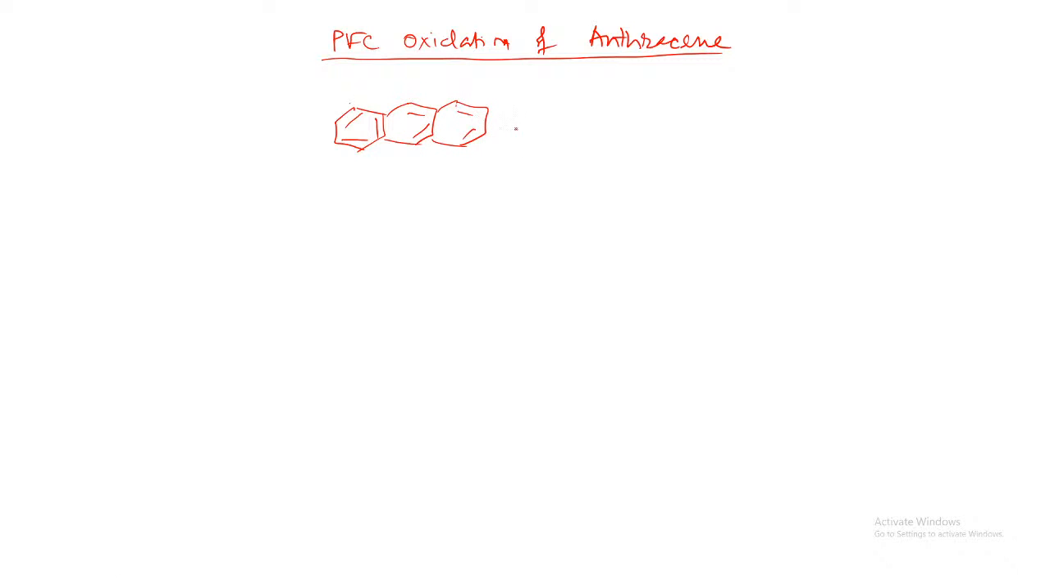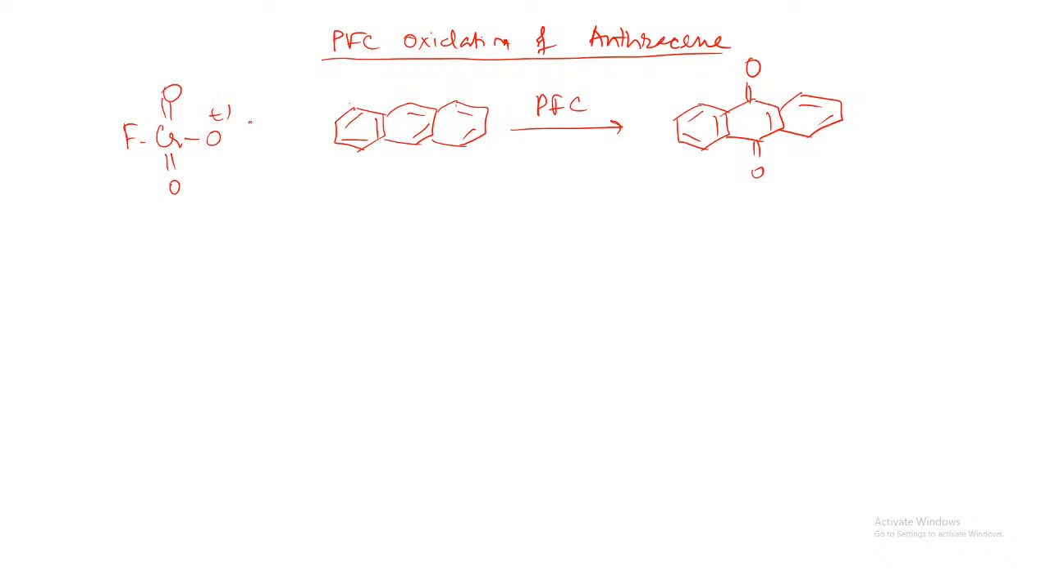Okay, another question was PCC oxidation of anthracene. So in the class we told that if you react anthracene, also phenanthrene, you get the oxidation. So if you remember the PCC structure, this is O minus and pyridinium ion is there.